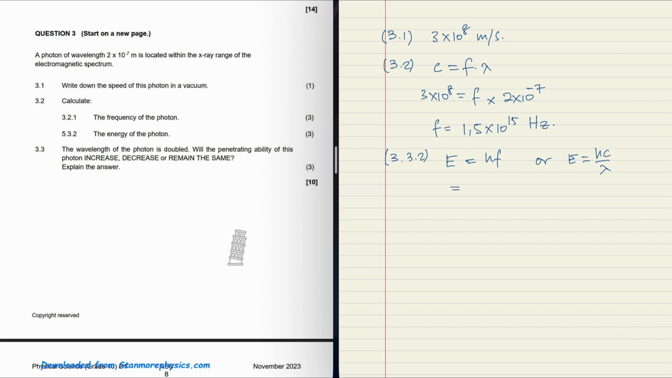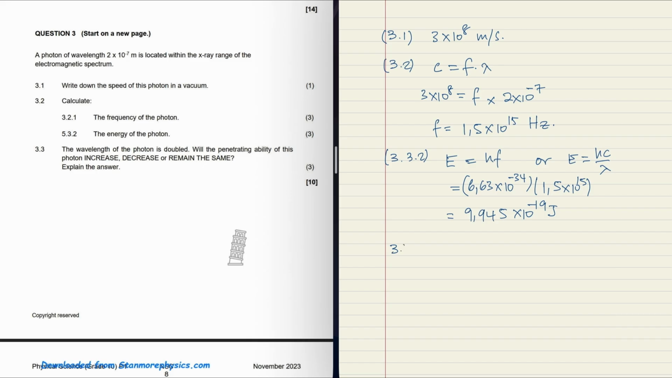H is Planck's constant. It is 6,63 times 10 to the power negative 34 multiplied by the frequency, which we've just calculated as 1.5 times 10 to the power 15. And that's going to give us an answer of 9,945 times 10 to the power minus 19 joules.